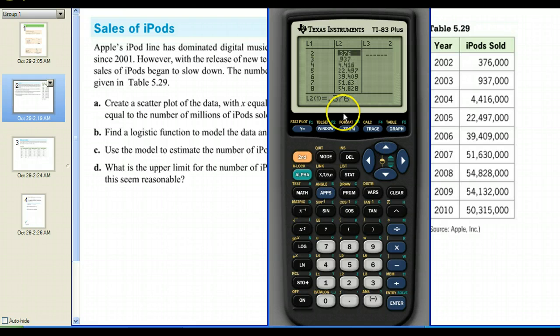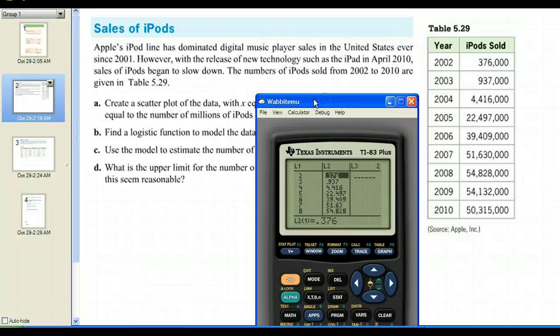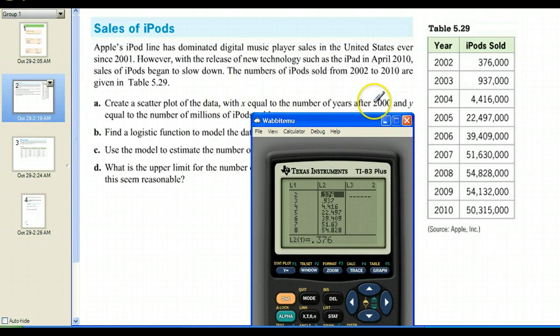Notice a couple of things. One, in list 1, x is equal to the number of years after 2000, so 2002 is 2 years after, 2003 is 3 years after, and on and on. And then y is equal to the number of millions of iPods, so 376,000 is 0.376 million. 937,000 is 0.937 million.